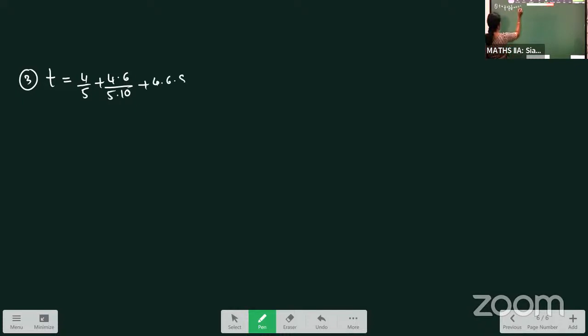Third one. If small t is given: t is equal to 4 by 5 plus 4 into 6 by 5 into 10 plus 4 into 6 into 8 by 5 into 10 into 15 plus so on. Then prove that 9t is equal to 16.